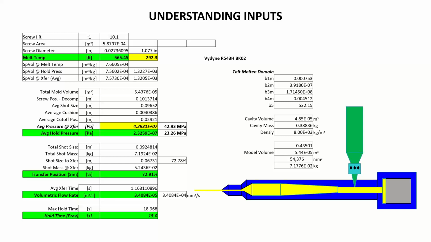So by doing this, I can account for my actual pressure at transfer, which is almost 43 megapascals. The average hold pressure puts me at about 23 and a quarter megapascals. And that's plastic pressure, right? Because I have to convert through the screw intensification ratio, the 10.1, and the compressibility of the material in order to get to these values. It also affects, just ever so slightly, my transfer position. It's not a great deal of difference, but it's a little bit.